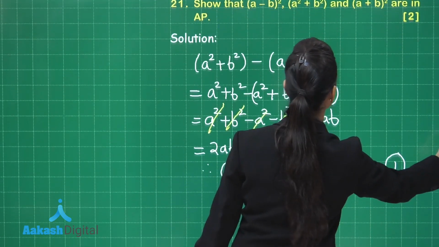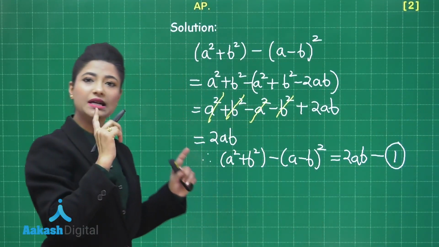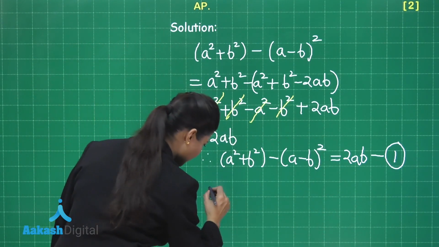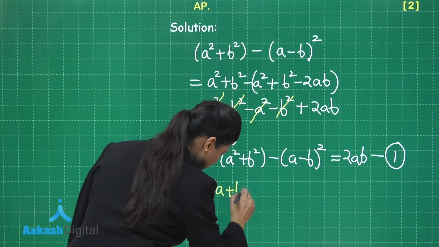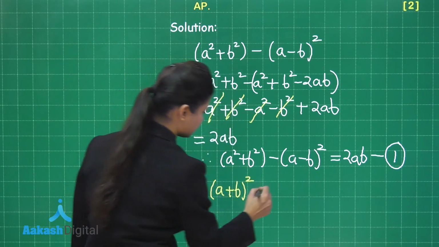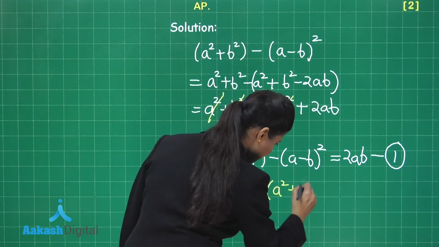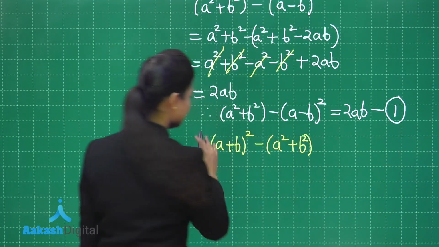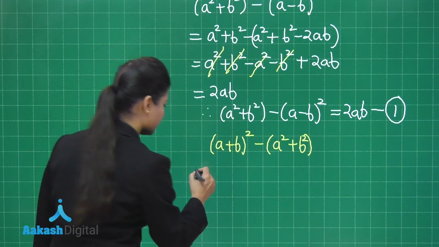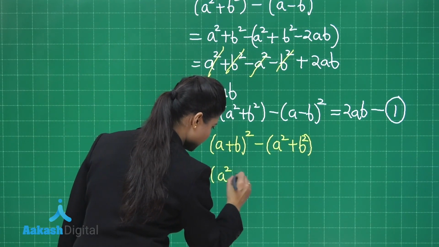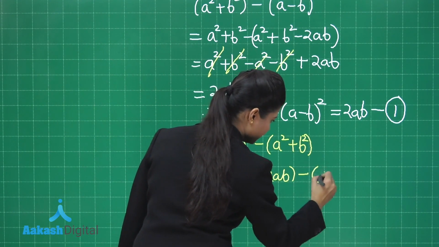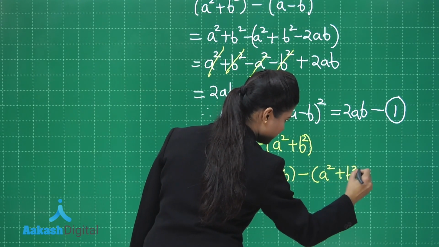Now, proceeding further to difference of the other 2 terms. Here I have a plus b whole square minus, I am considering a square plus b square, where you can simplify this further. This is a square identity, where on expansion of this it is going to result a square plus b square plus 2ab, while here in the bracket we have these 2 terms, a square plus b square.